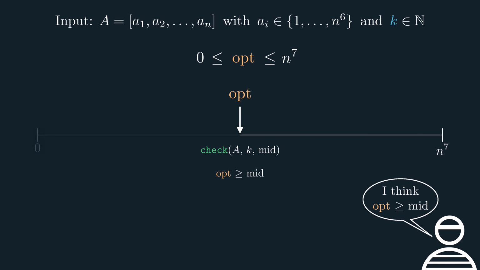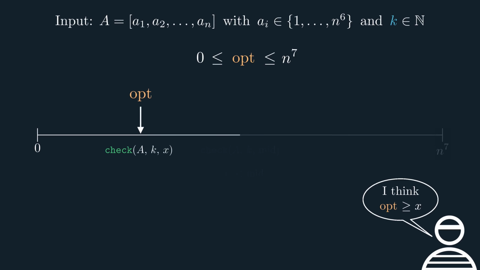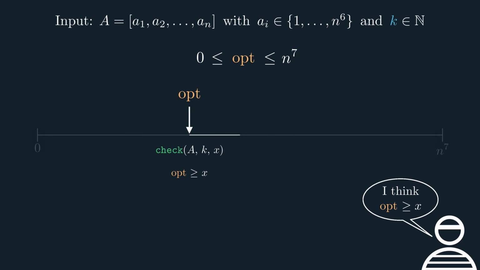If the algorithm says that no valid partition is possible, then the optimum value has to be strictly smaller than the middle, so it lies in the left half. Now, we simply repeat the whole process with the rest. We choose the middle of the remaining half and use our check function on it. Again, the algorithm tells us in which half the optimum value is. We repeat this process to make the search interval smaller and smaller.